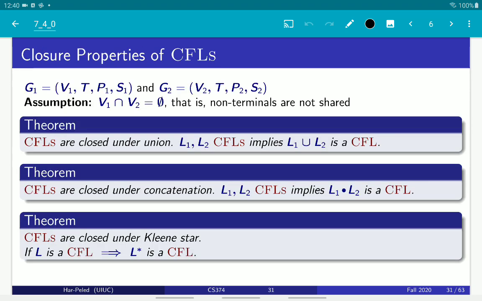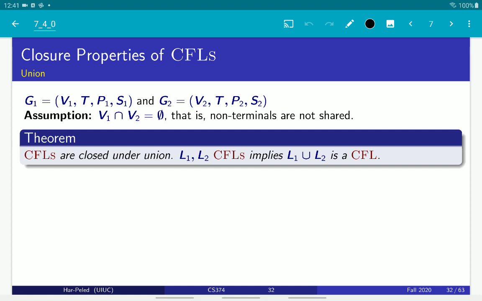Okay, let's think about the positive news. We're given two grammars, G1 and G2. Let's assume that they are disjoint as far as the variables, but they're over the same set of terminals. The claim is that context-free languages are closed under union, closed under concatenation, and closed under Kleene star. All three of these are easy, so let's prove them one by one.